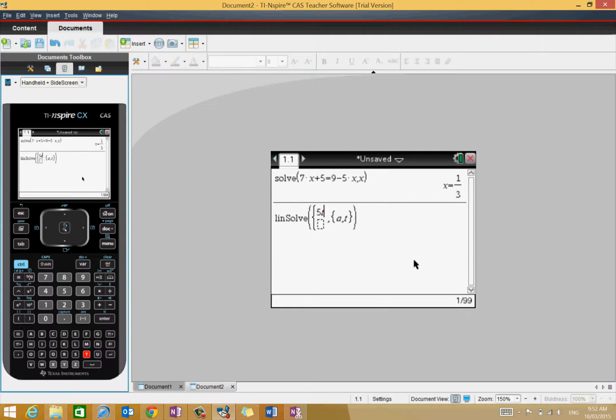5t plus 4a. This is ridiculous. I need to get more RAM on this computer.